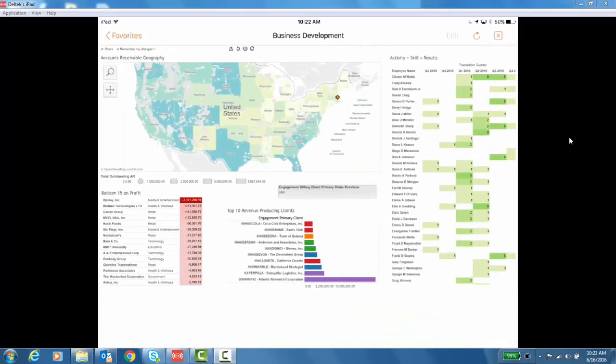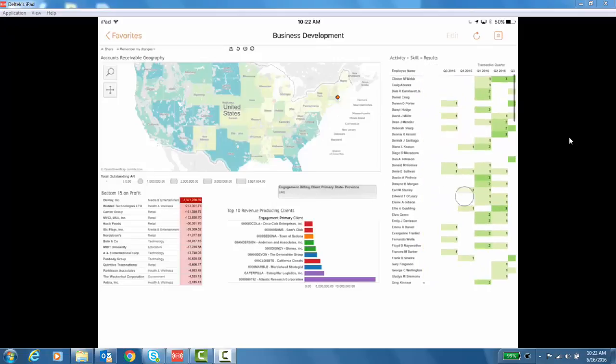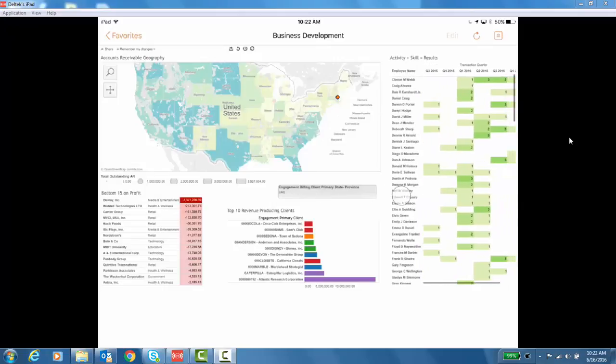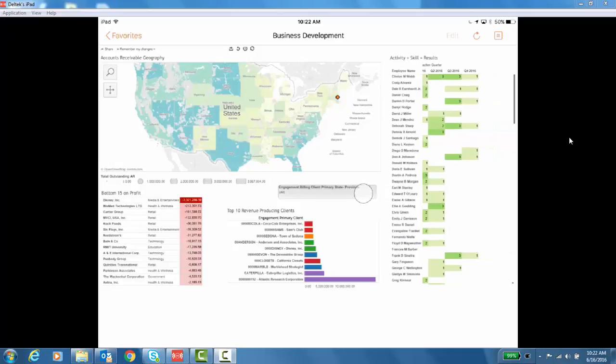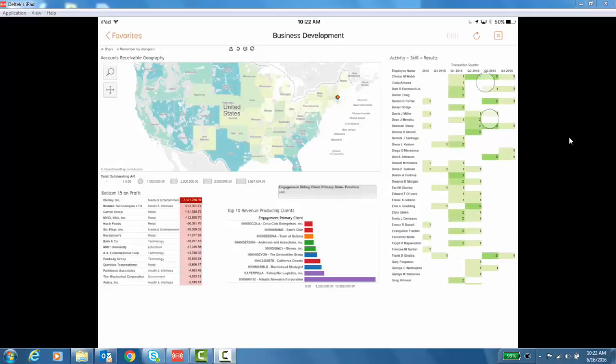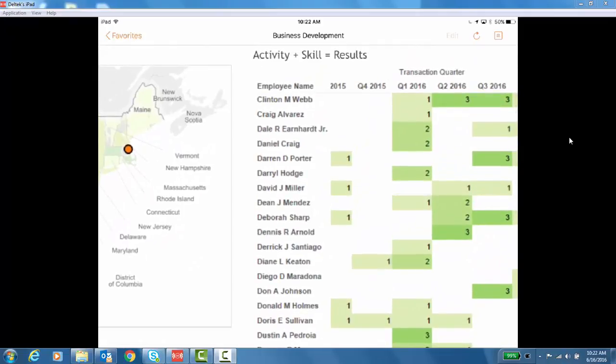As we go over to the right-hand side of this particular view, this view is going to give me visibility into what are my folks doing. So I'm actually most concerned about this current quarter. I want to look at who is actually producing proposals. So it looks like Clinton Webb here in Q2 2016 has created 3 proposals. Fantastic. But Craig Alvarez, Dale Earnhardt, Daniel Craig, Darren Potter, none of these folks are doing anything in this quarter so far.